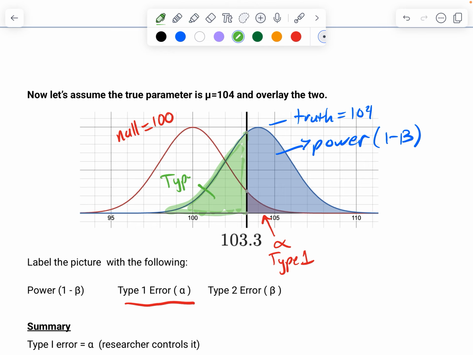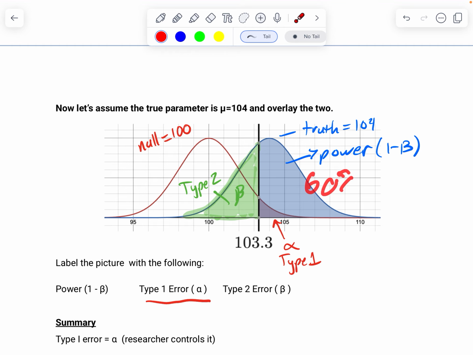Notice the green and the blue are just two sides of the same normal curve. So this and this, they're complements. They have to add up to 100. So if the blue side was 60%, then the green side would be 40, right? If this was 10, this would be 90, and so on. So they're opposite sides of the same coin. So we've labeled them all.